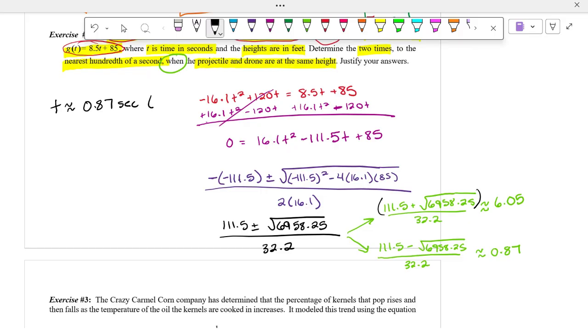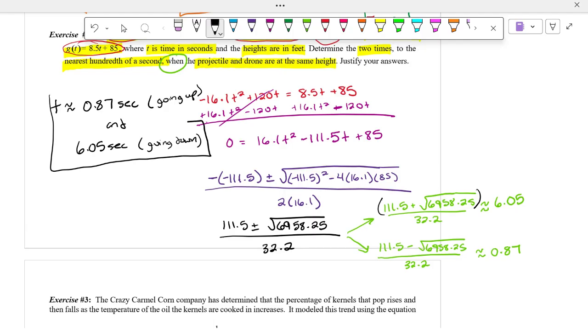I'm just going to make a note that the projectile is going up, and at 6.05 seconds, that's when the projectile is going down. The drone is constantly going up. We don't really know how far, but feet-wise, it was like 100 something feet. That's doable for a drone.